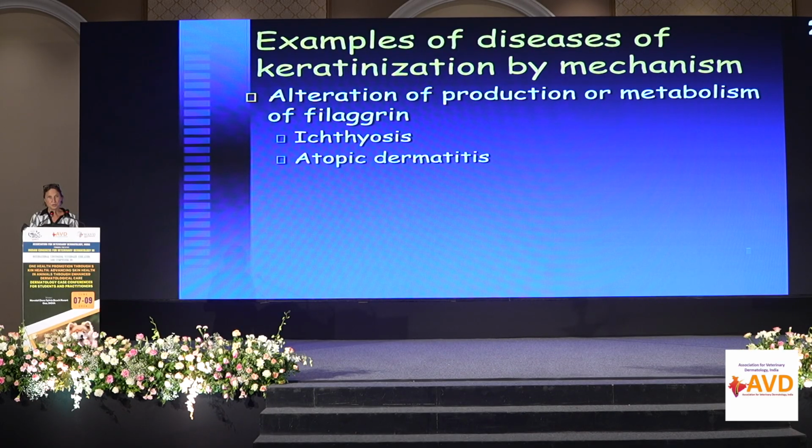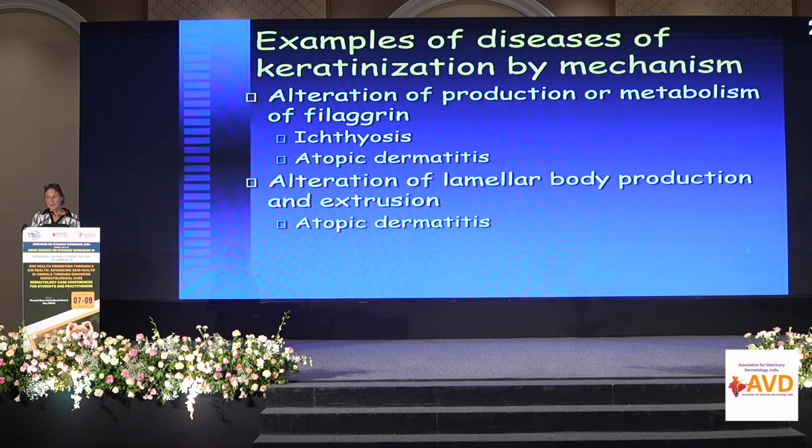So if you have issues with the filaggrin, two big examples are, one is ichthyosis and the other one is atopic derm. If you have issues with the extrusion of the lamellar bodies, you have atopic dermatitis, which we always think of just as an allergic skin disease, but it's actually also a disease of keratinization, okay? Because there are actually some atopic patients who are not allergic at all. 10% of them don't have allergies, they just have an abnormal skin.